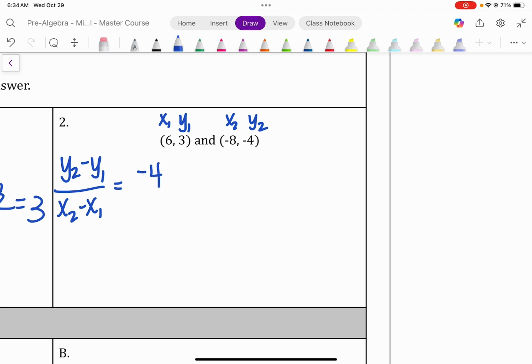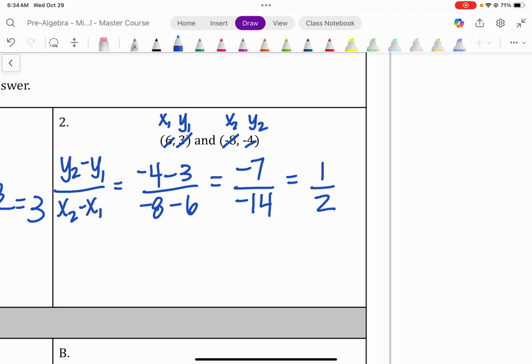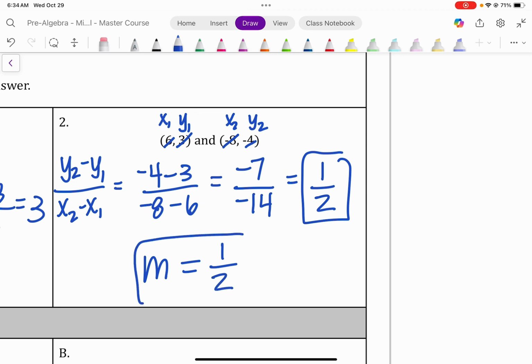So that's negative 4 minus positive 3 over x2. So negative 8 minus positive 6. So negative 4 minus 3 would be negative 7. And negative 8 minus 6 would be negative 14. Don't feel bad if you need your calculator. That's totally fine. We just want you to get these answers right. So our slope when we simplify negative 7 over negative 14 would be positive 1/2.